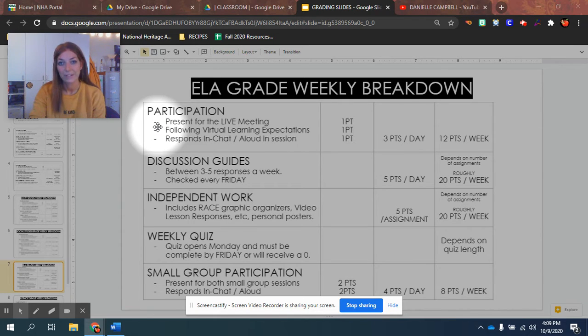This is the same participation criteria that is across all four subjects in which you can earn 3 points a day. The first point you can receive from being present at the live meeting. The second one is for following all virtual learning expectations, including making sure you're not browsing the web during live meetings, that your camera's turned on and you're in a nice seated area where you're not distracting.